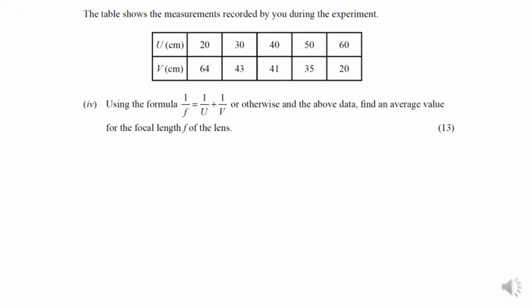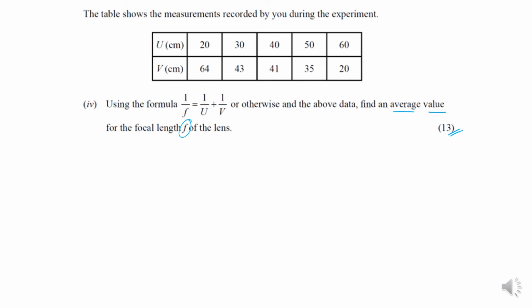Now, the table shows the measurements recorded by you during the experiment. So we have values there for U and for V in centimeters. Using the formula 1 over F equals 1 over U plus 1 over V, or otherwise, and the above data, find the average value for the focal length F of the lens, and there's a whopping 13 marks going for this. So I'll do one of the results out fully, and then we'll just write down the other ones.